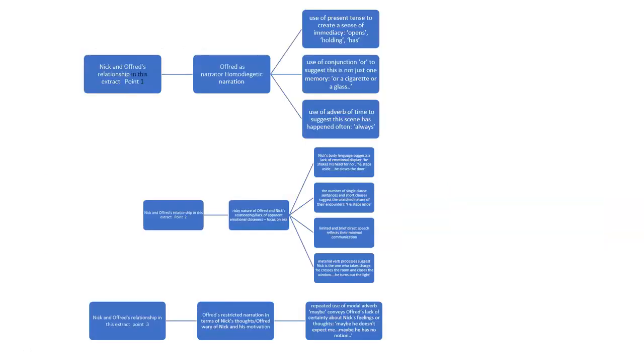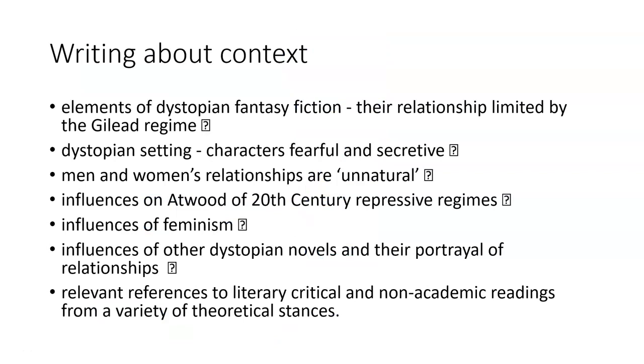So you should have ended up with something like this. You've got your 3 points, your examples of them, and everything that's going on there. But there are 2 things we still need to add. We need to add context, and we need to think about the rest of the novel. So slides 13 to 15 are going to show you how I would plan to include context, okay?